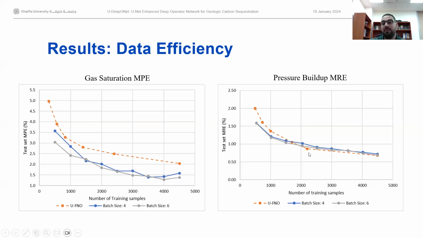Now, for the pressure buildup, we do not see the same improvement in performance. We do have some improvement in performance in the small data regime here. But this is, we believe, because the UFNO is well suited to learn diffusive PDEs.